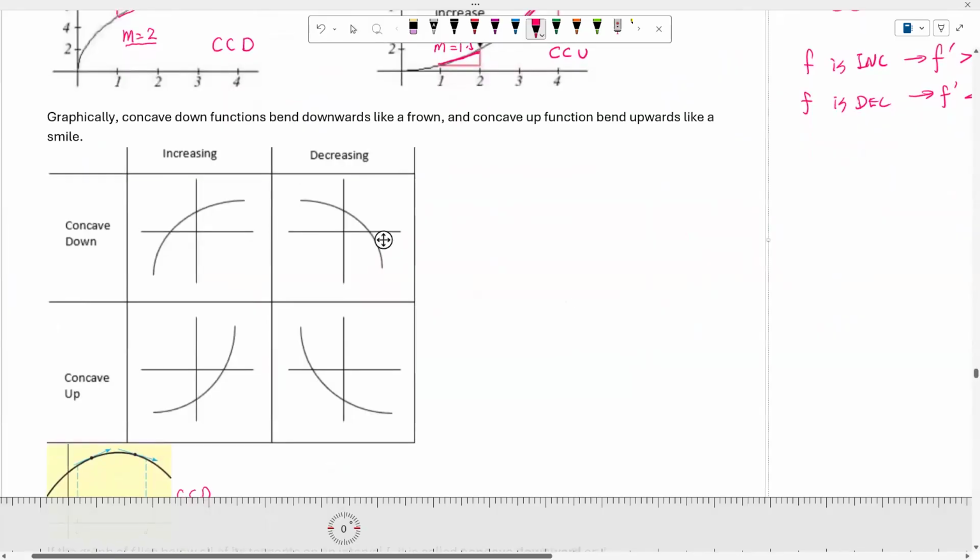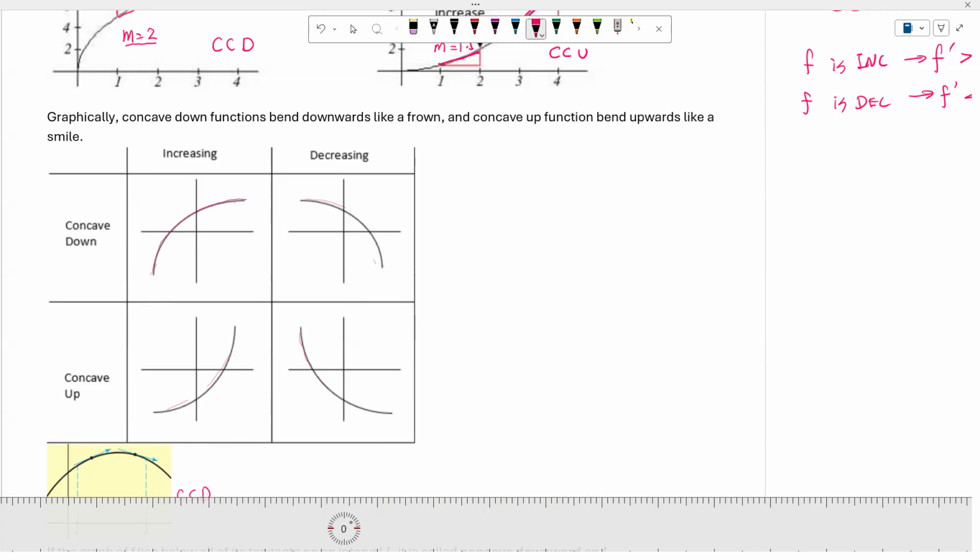You will see that in this case, the function is increasing. This is also increasing. But because this bends downward, this is concave down. The function is decreasing, but this is also concave down. This one right here is increasing but bends upward, so it's concave up. This one is decreasing, but again it bends upward, so it's still concave up.